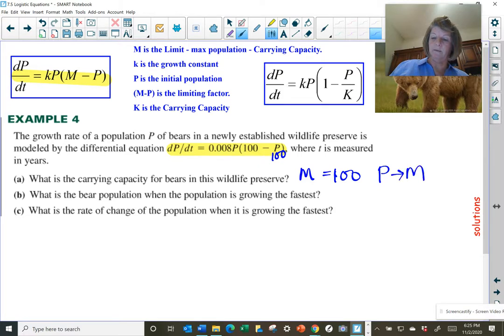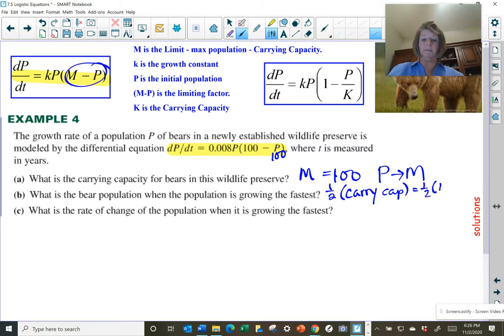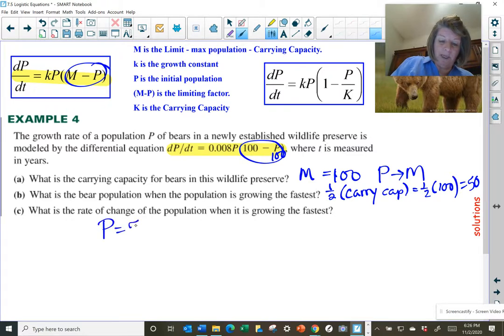P approaches M, right? What is the bear population when the population is growing the fastest? Well, it's always at 1/2 the carrying capacity. What's the carrying capacity? In this case, it's where the two values come together, so they come together at 100. So 1/2 of 100 is 50. What's the rate of change of the population when it's growing the fastest?